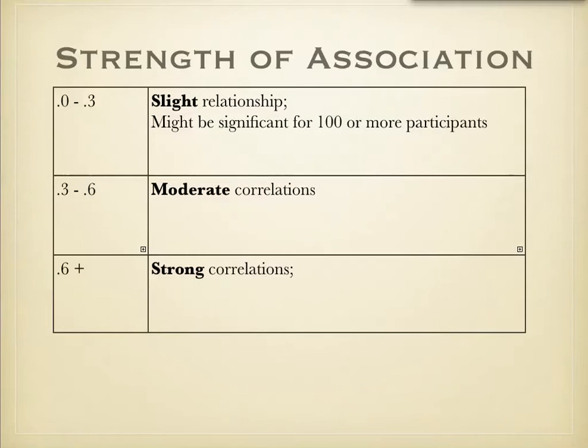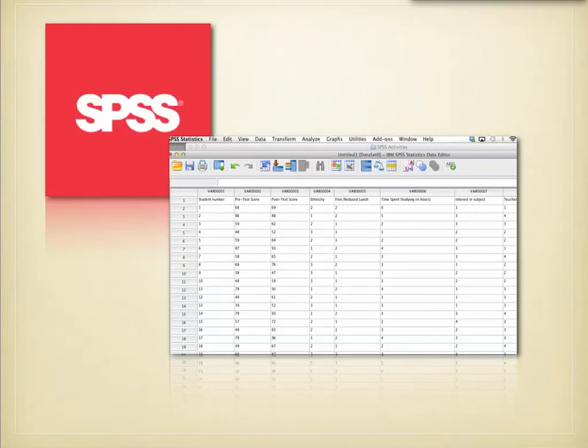So what we'll see is a relationship that can be indicated by a negative or positive 0 to 0.3. A 0 to 0.3 relationship is very, very slight, and may not even be all that significant unless you have a large group that you're talking about. From a 0.3 to a 0.6 is a moderate correlation, and a 0.6 and above is a strong correlation.